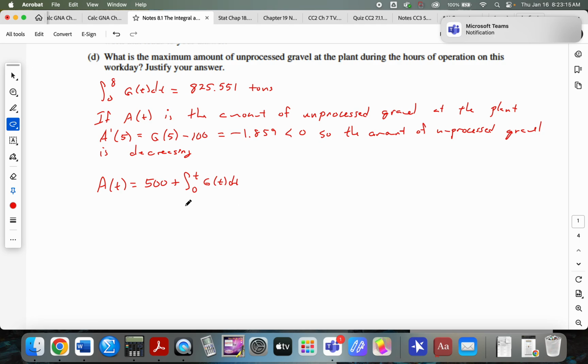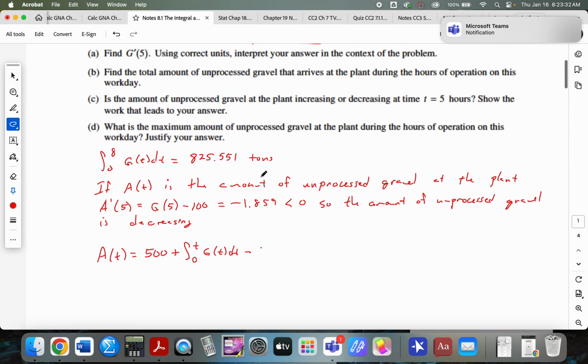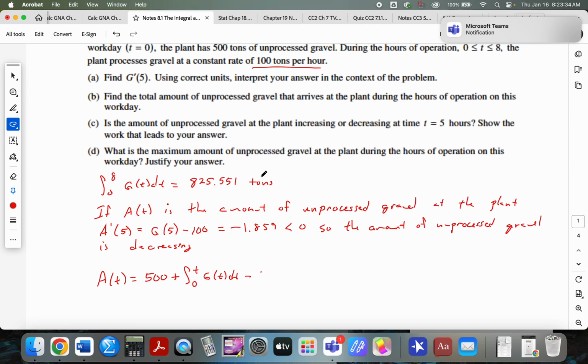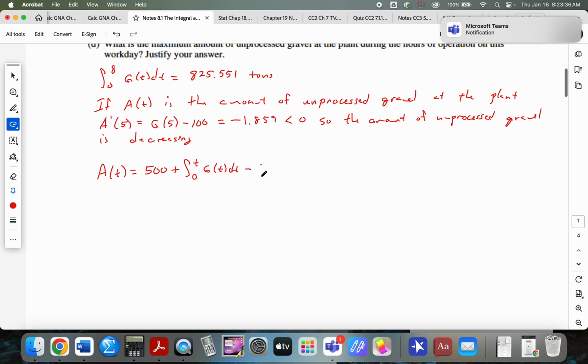Right, so this is how much we have processed minus the amount that's coming in minus the amount that's been processed. Now, we're processing it at a rate of 100 tons per hour. So to find the amount that's been processed, that's going to be 100t.